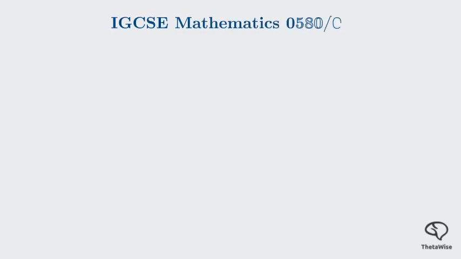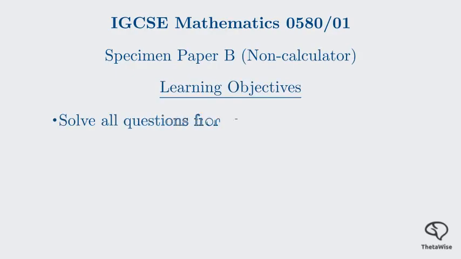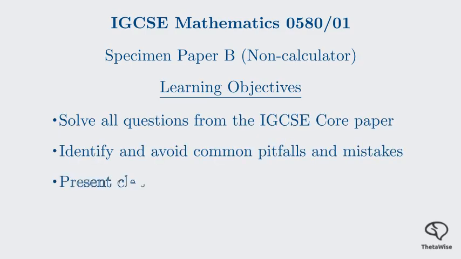Hello. Today we are going to work through a complete set of solutions for the IGCSE Core Mathematics Specimen Paper B. This is a non-calculator paper, so we will be relying on our mental and written arithmetic skills. Our learning objectives for this session are to solve all questions from the paper, identify and avoid common pitfalls, and present clear, step-by-step working.